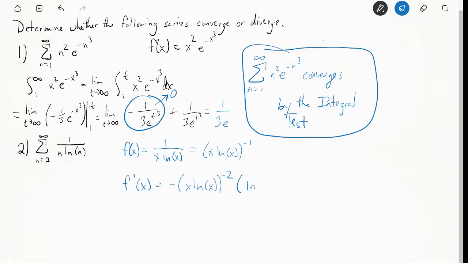Now this is going to be a little bit more interesting, but that's natural log of x plus, well, x times 1 over x, right? So notice, oh, and I should have said the first thing is greater than 0 for x greater than 2. And notice the reason we're using 2 in this case is because we start at n equals 2. So in this case, though, we have negative, and then all this stuff goes up top. This is natural log of x plus 1. And down below, we'll have x ln x, the quantity squared.